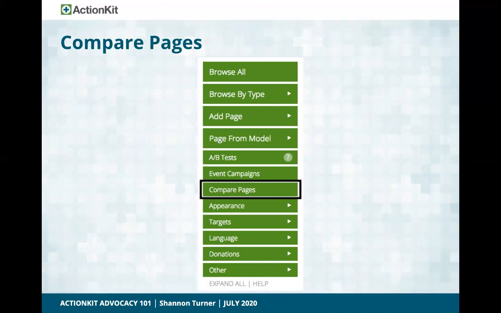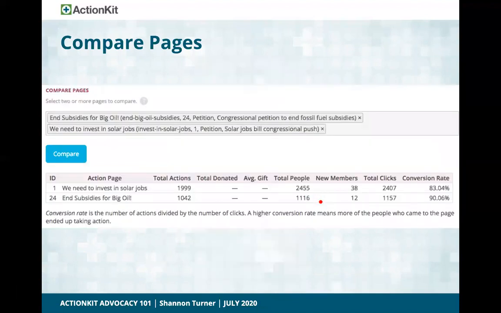Now, before we move on to mailings, let's go back to the Pages tab one more time and see a way to compare the performance of our pages. In the sidebar menu, let's go to Compare Pages. And on the following screen, we can enter one or more pages that we'd like to compare the performance of. So you can see the total number of actions, how much money was given, by how many people, and you can see how many new members there were, how many clicks, and the conversion rate of each page.